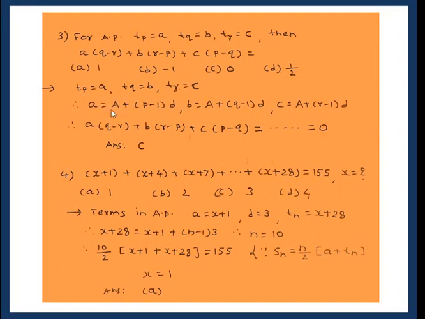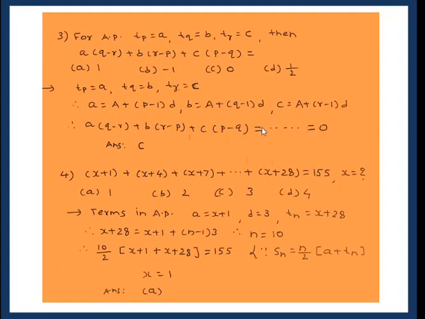Usually we go for small a to represent the first term of an AP, but a is already taken. It happens to be what? The pth term, and therefore I use capital A to represent the first term. So small a is capital A plus p minus 1 into d. Similarly, we can write for b and c. Now we are asked to find the value of this expression. So substitute the values of a, b and c. You have to simplify it patiently to get the final answer as 0.